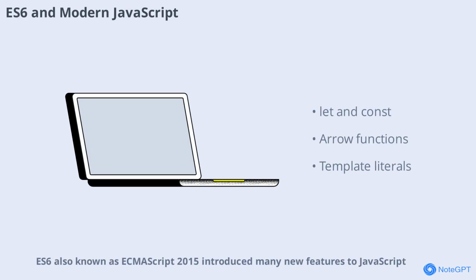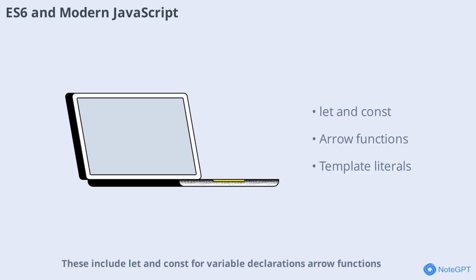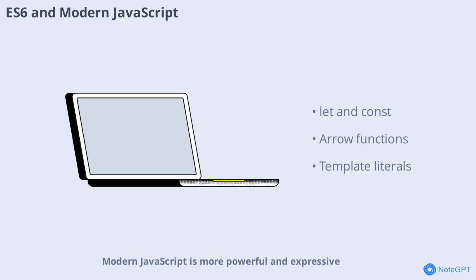ES6, also known as ECMAScript 2015, introduced many new features to JavaScript. These include let and const for variable declarations, arrow functions, template literals, destructuring, and more. Modern JavaScript is more powerful and expressive, making it easier to write clean, efficient code. We'll explore the most important ES6 features and how they improve your scripts.